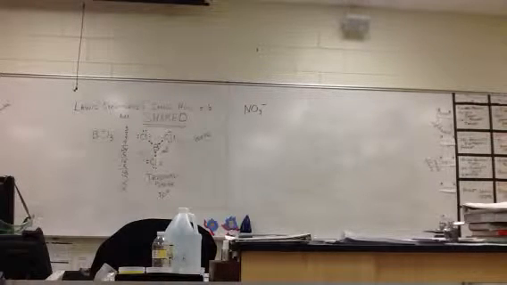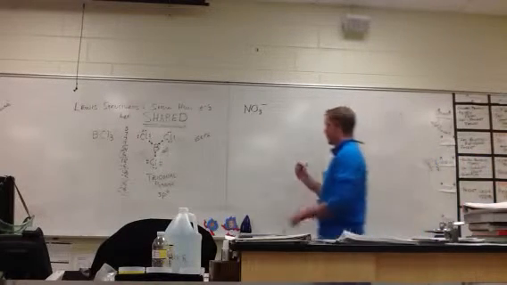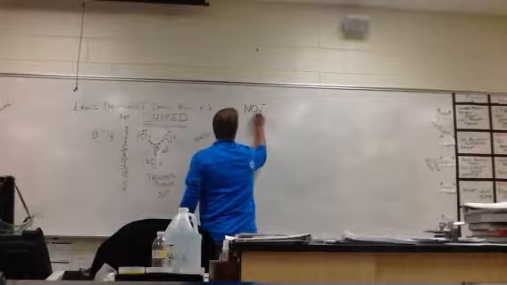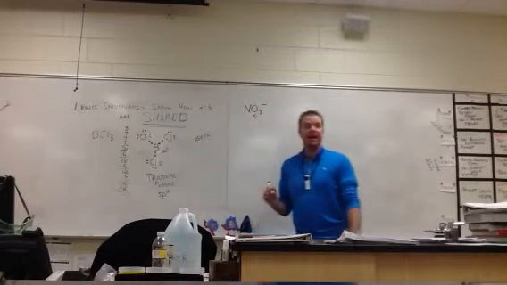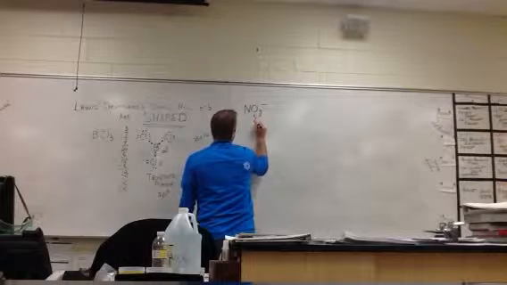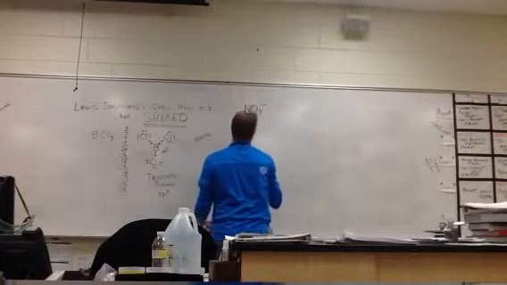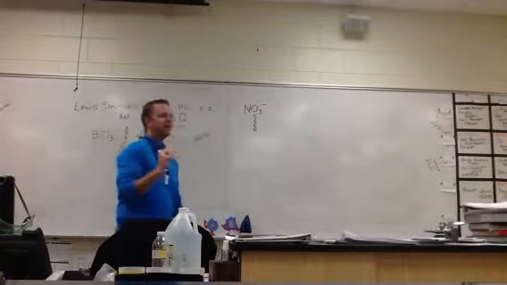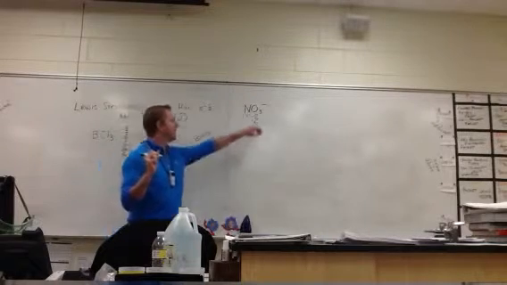Nitrogen has how many valence electrons? 5. Nitrogen has 5. Now, oxygen has 6, and there are 3 of them. So 5 plus 6 plus 6 plus 6 is 23.